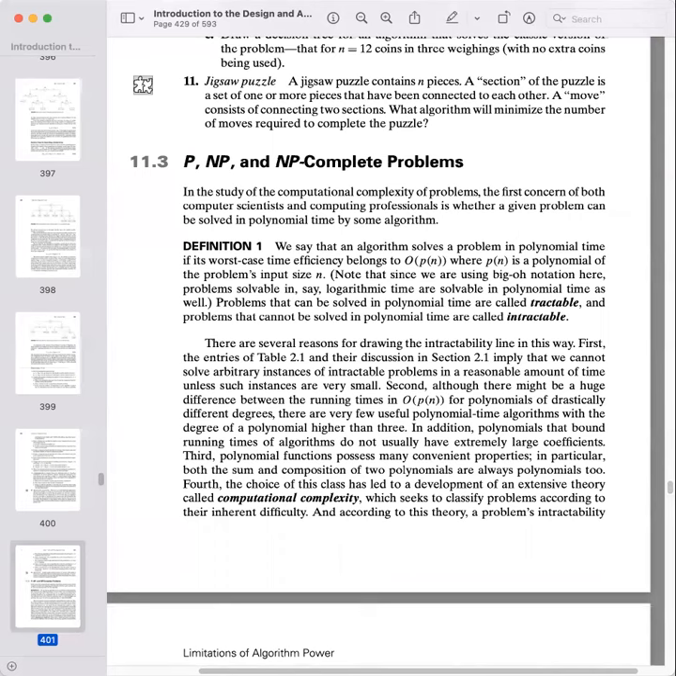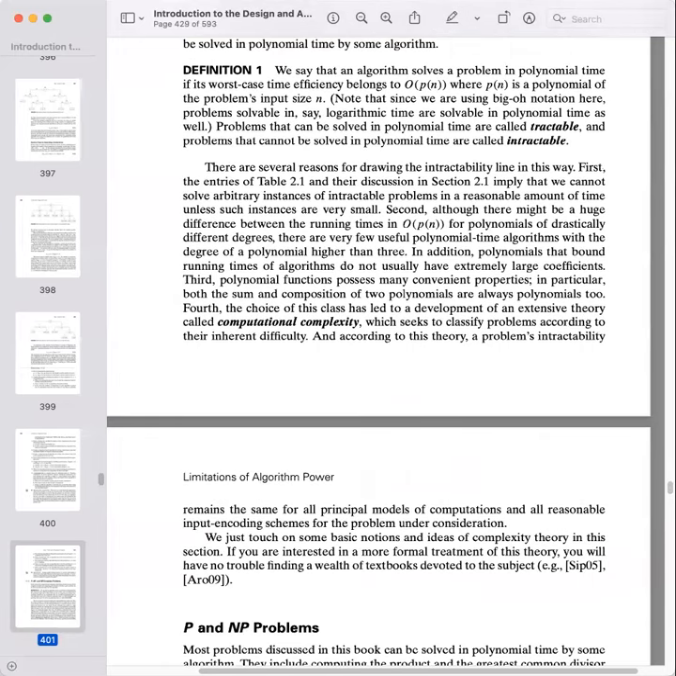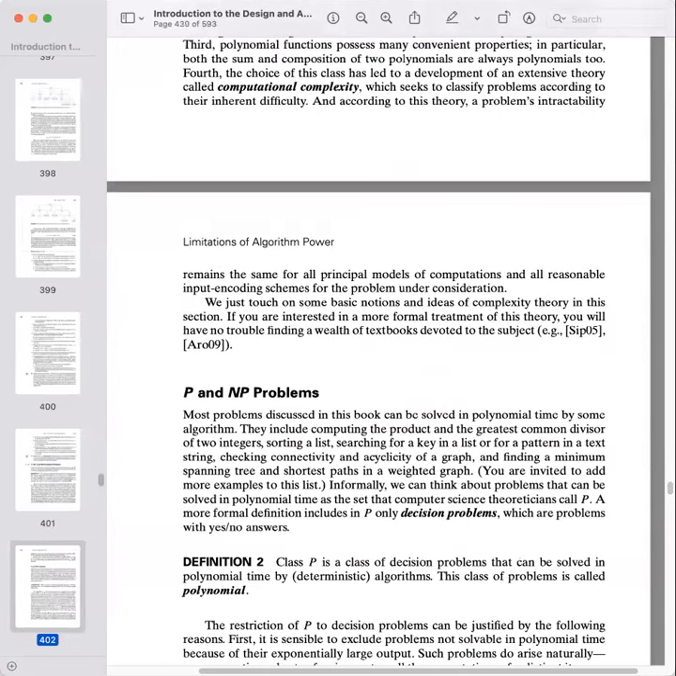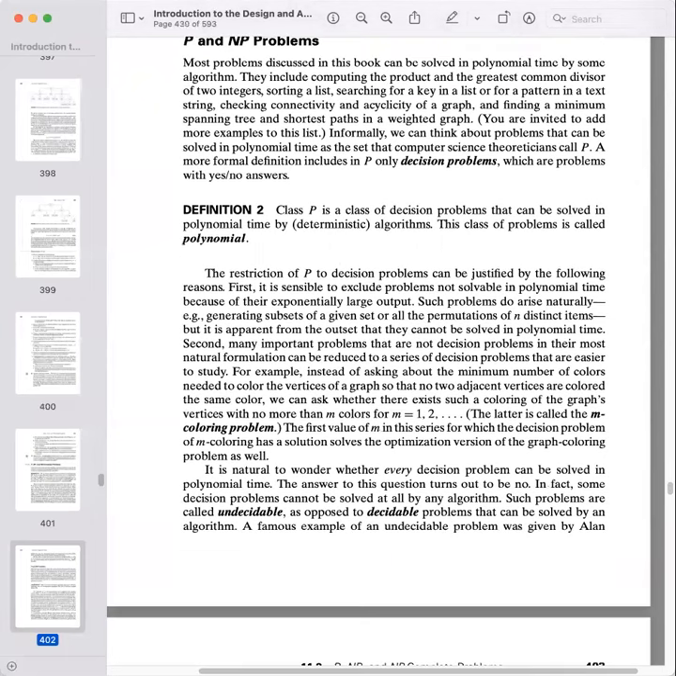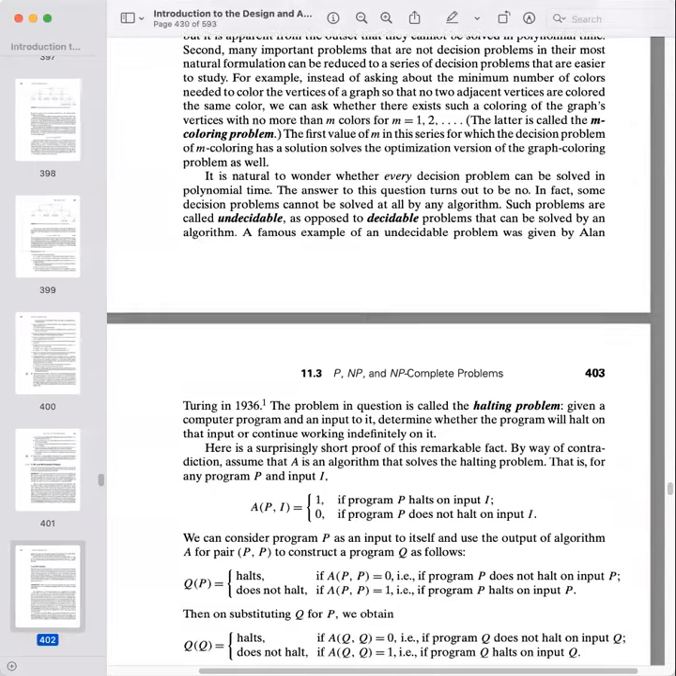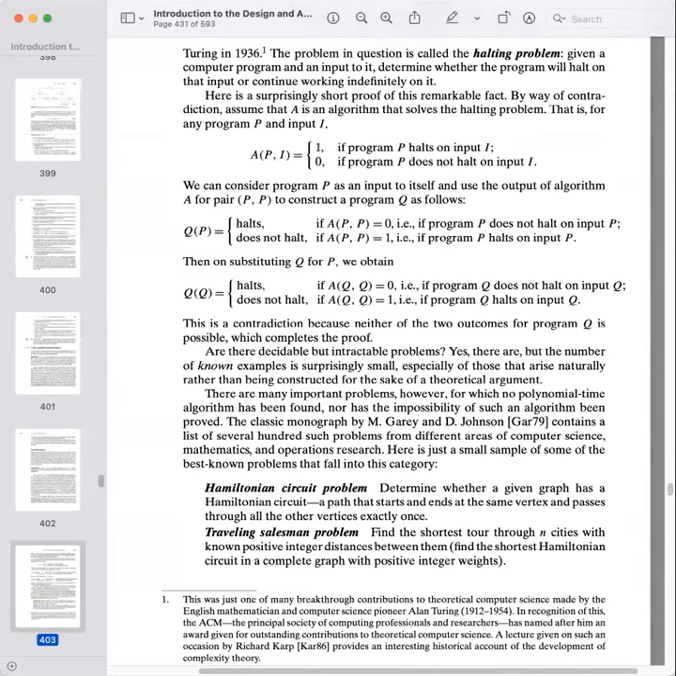Okay, so if it can be solved in polynomial time, we call it tractable. If not, we call it intractable, based on the input size. Okay, then this gives us two more classifications here. We have P and NP. So a class P then, it's for decision problems that can be solved in polynomial time. Okay, and give some examples there.